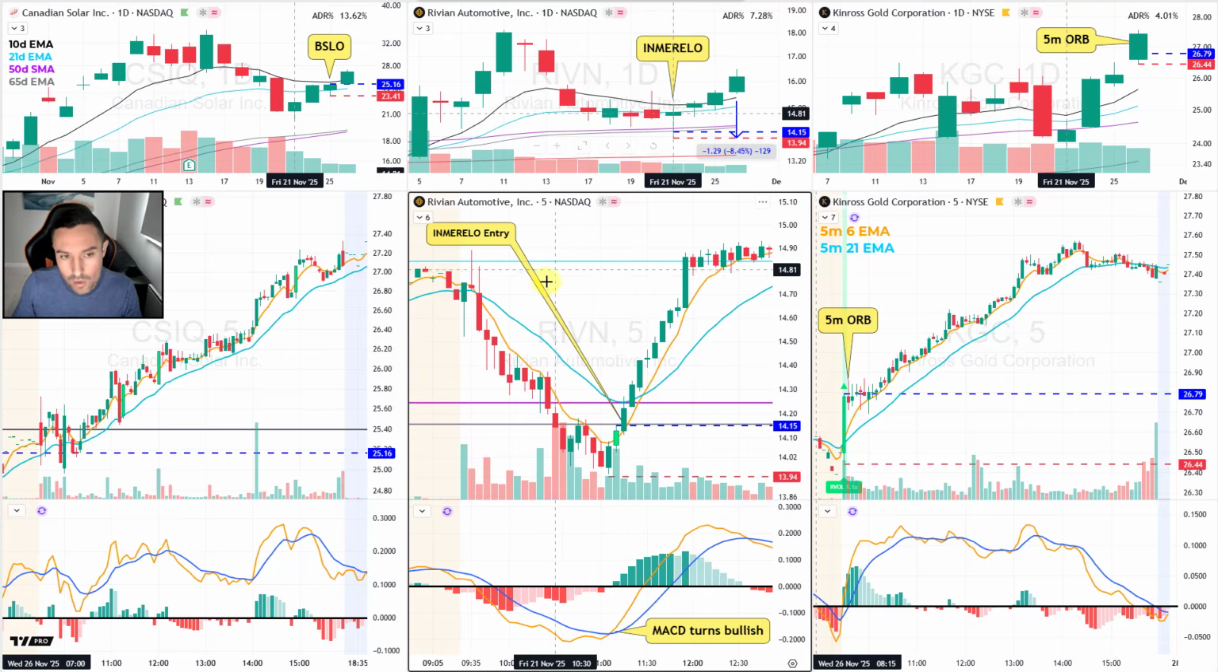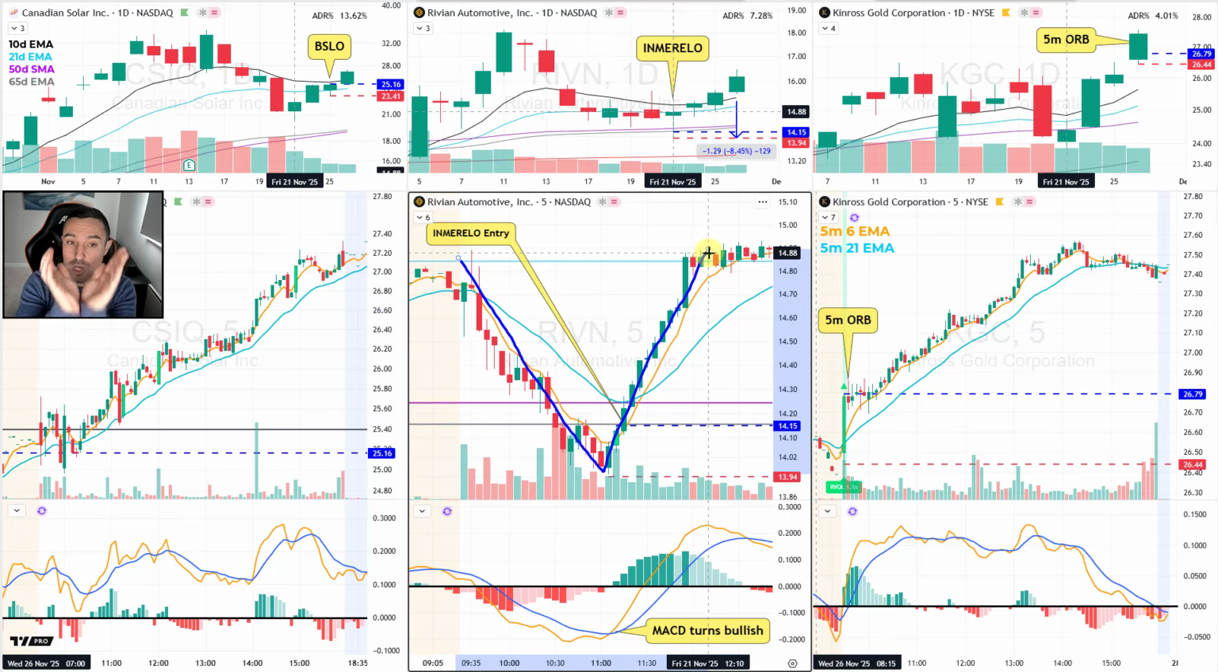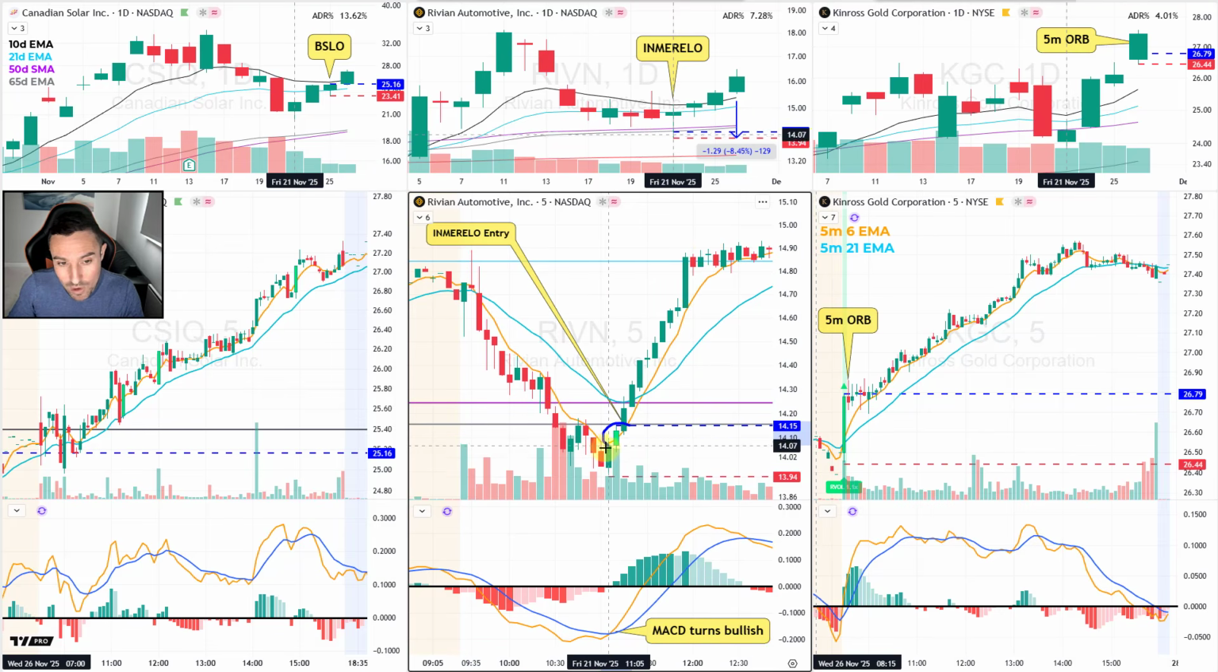But what you have here is Rivian starts the session, gets rejected at the 21-day EMA. So actually starts with a shakeout demand tail, tries to go, hits the 21-day EMA, and then it goes down, down, down, and then it forms a V shape like this. So what you'll tend to see with Immorellos is you'll see a V shape or you'll see a U shape. So you're looking for V's, you're looking for U's, okay? And I'm then trying to buy the turn, okay? So the entry with the Immorello is right there.